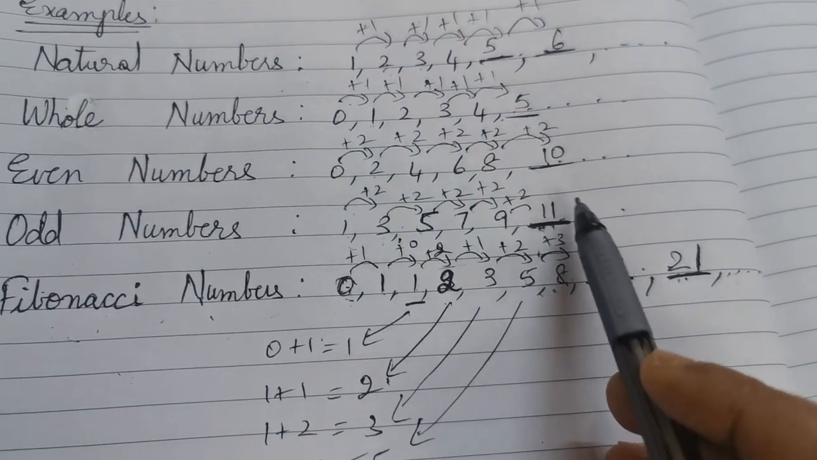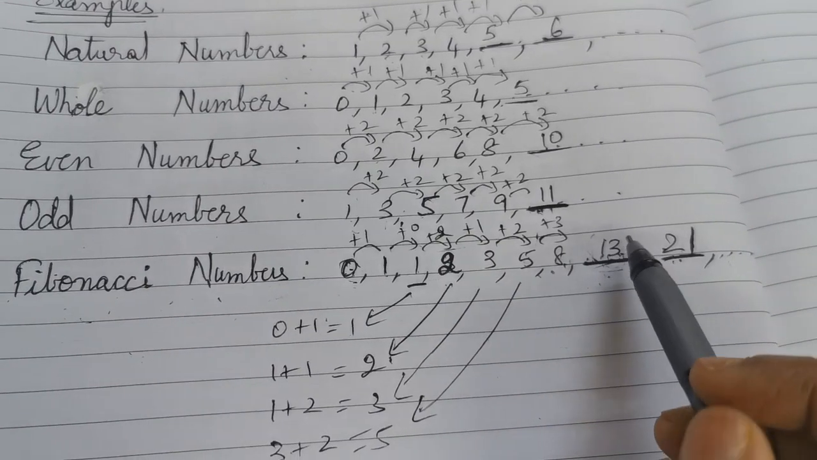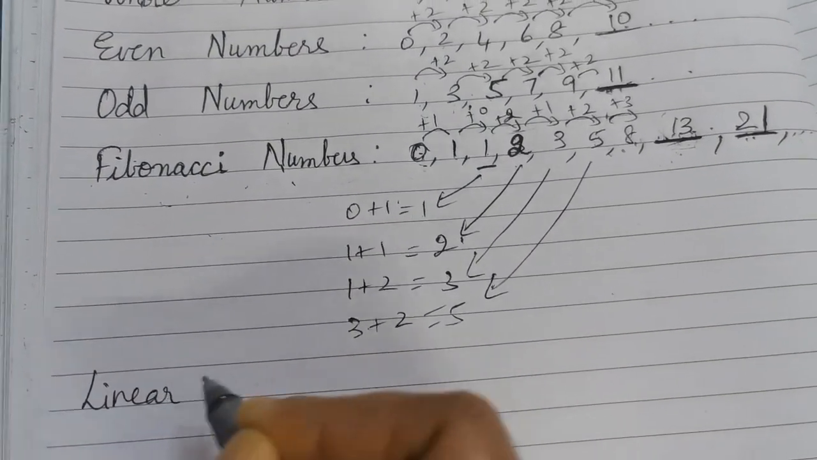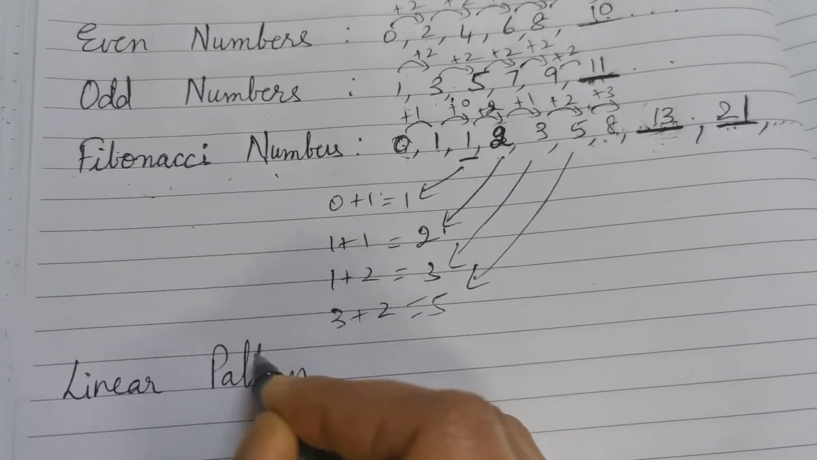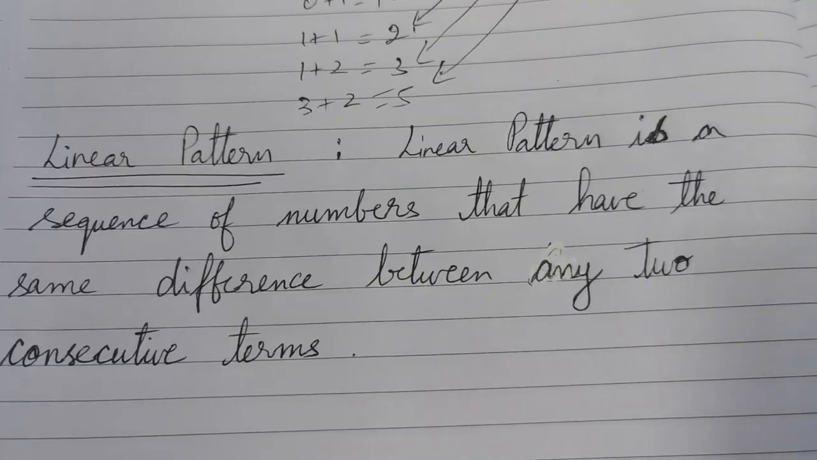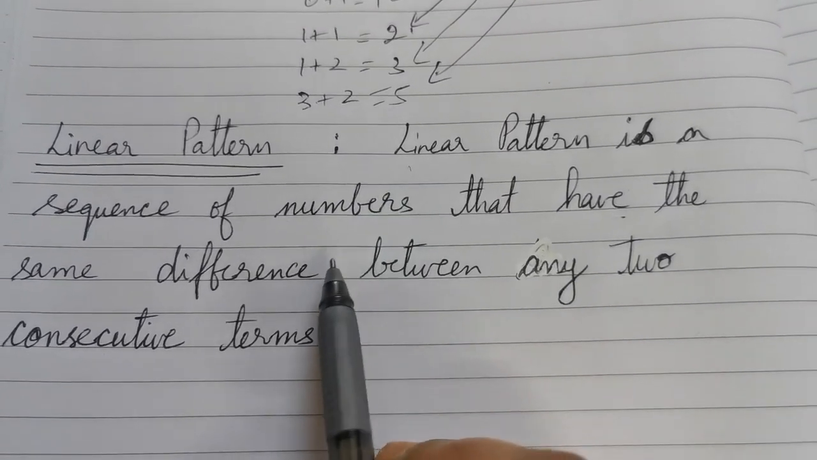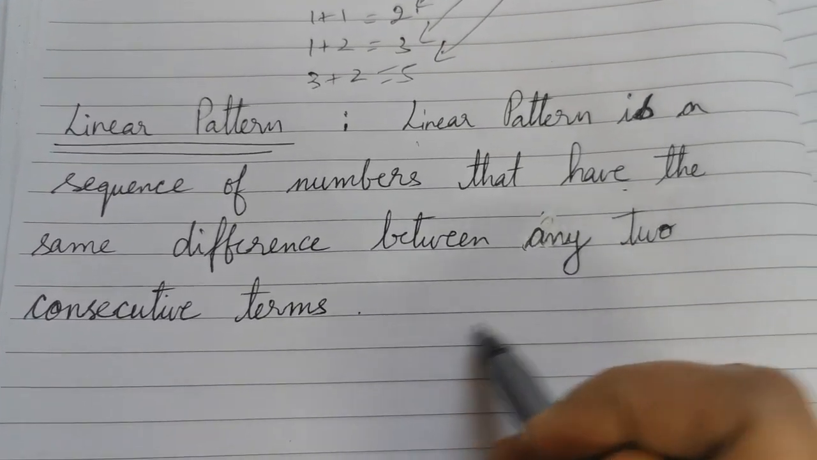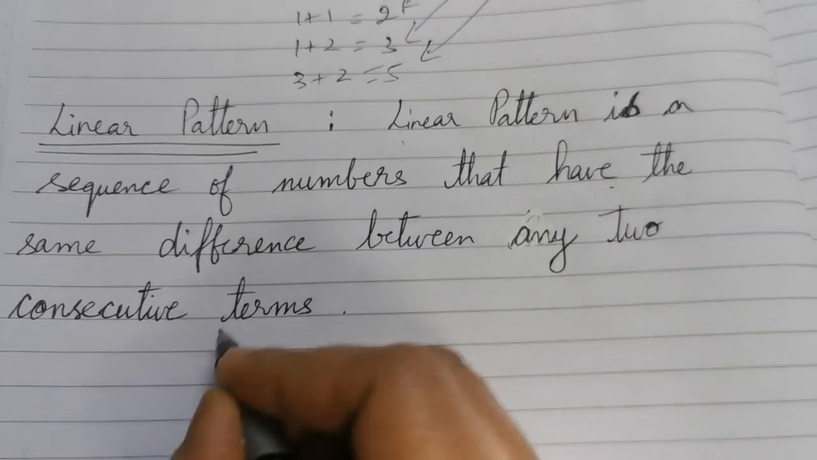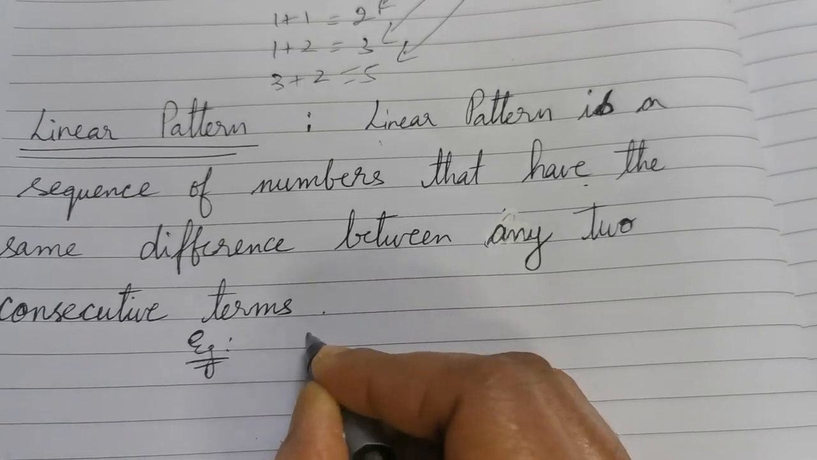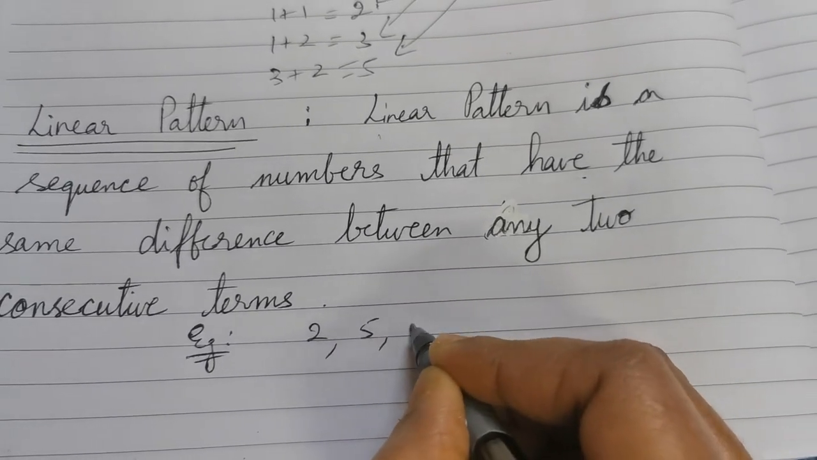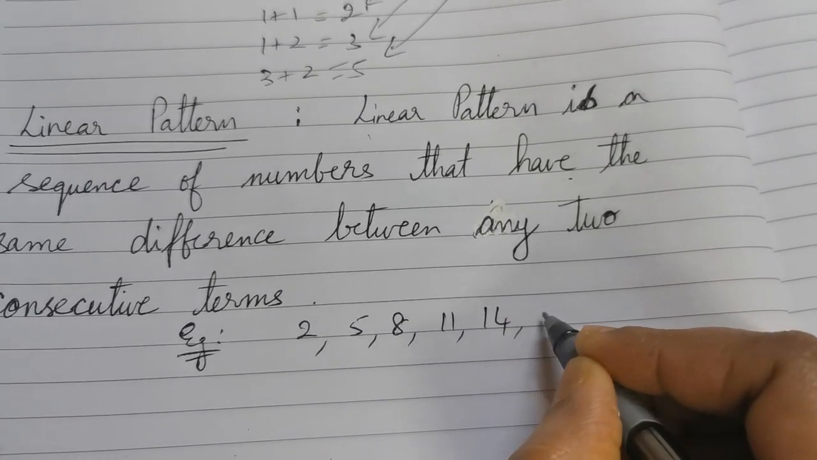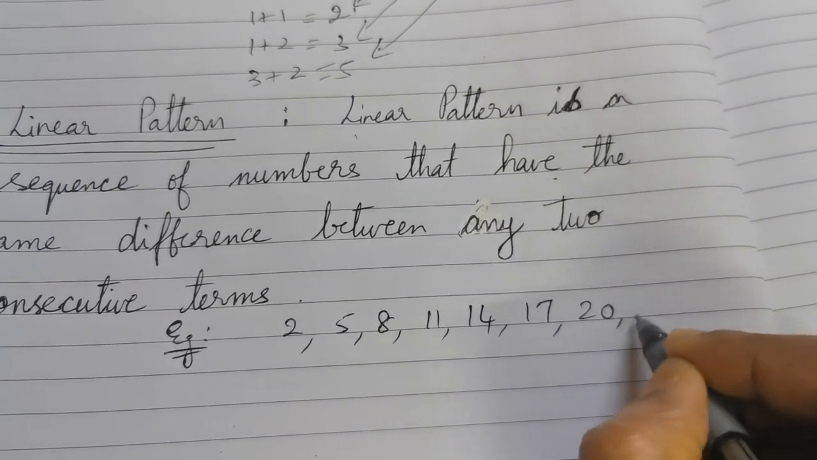So in our syllabus we have problems related to linear patterns. So what is a linear pattern? A linear pattern is a sequence of numbers that have the same difference between any two consecutive terms. For example, 2, 5, 8, 11, 14, 17, 20.